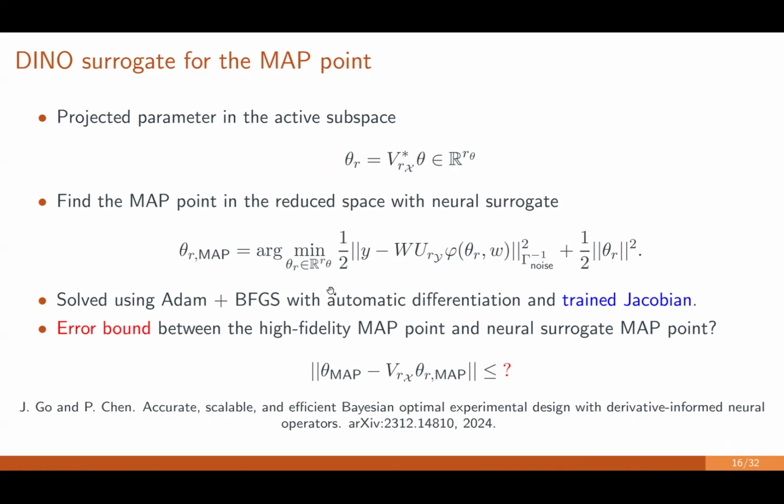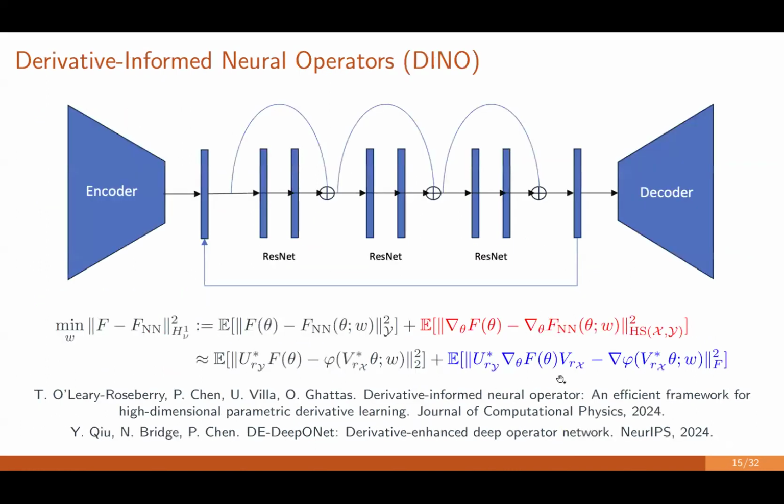And you can use ADAM or BFGS with automatic differentiation, so you can compute this gradient efficiently. The gradient of the neural network here is also reliable. It's reliable corresponding to the full Jacobian as you train it here, right?